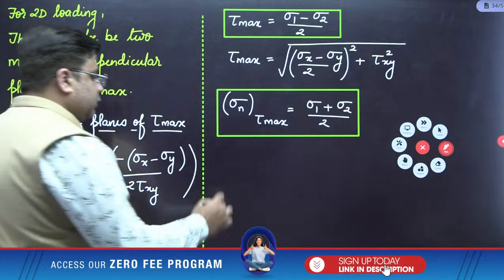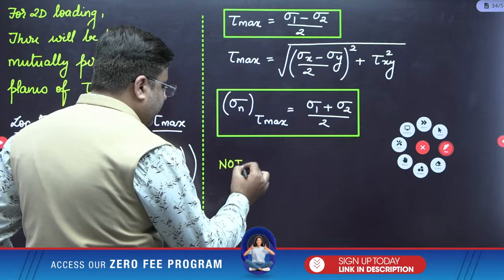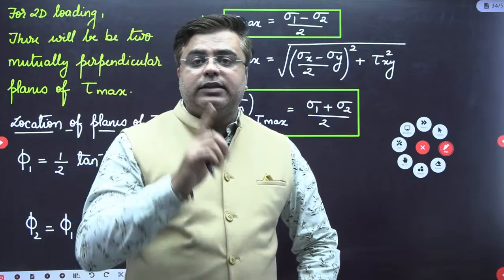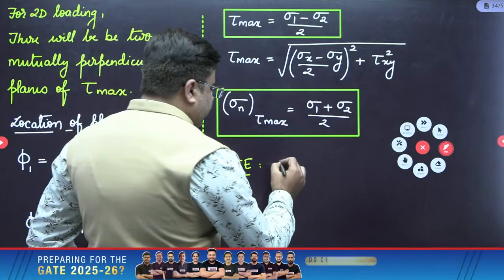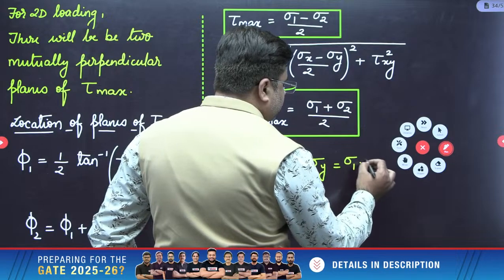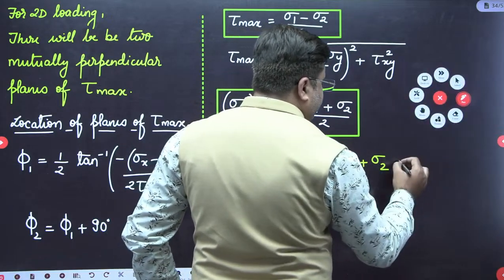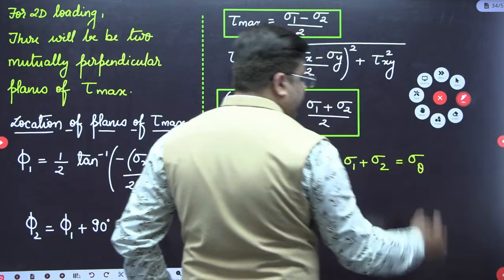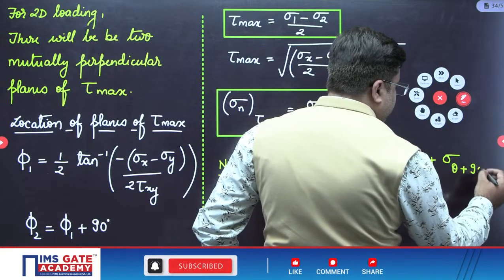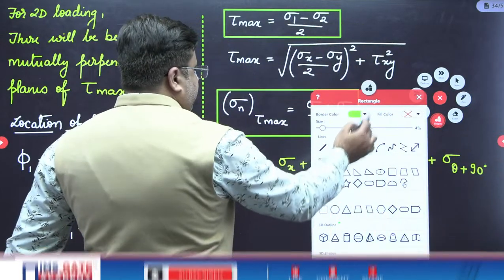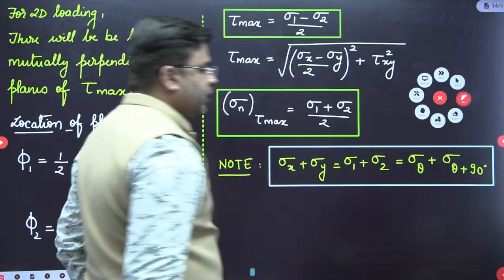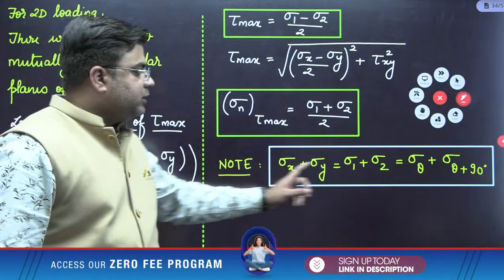Along with this, there is one note point here, and the note point says that the sum of the normal stresses acting on two mutually perpendicular planes is a constant. Means sigma x plus sigma y is equal to sigma 1 plus sigma 2 is equal to sigma theta plus sigma theta plus 90 degree, the normal stresses acting on the oblique plane. Always remember this. So this sum is a constant.